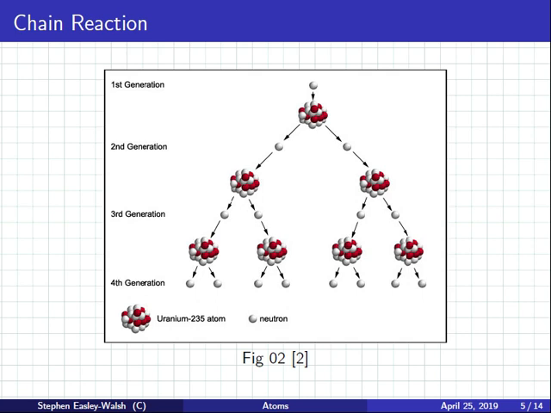The small one. Which one? The small one. A neutron. Yes, these are neutrons.